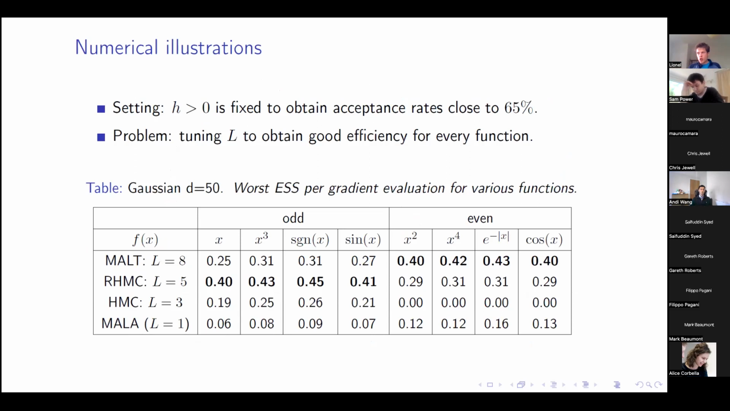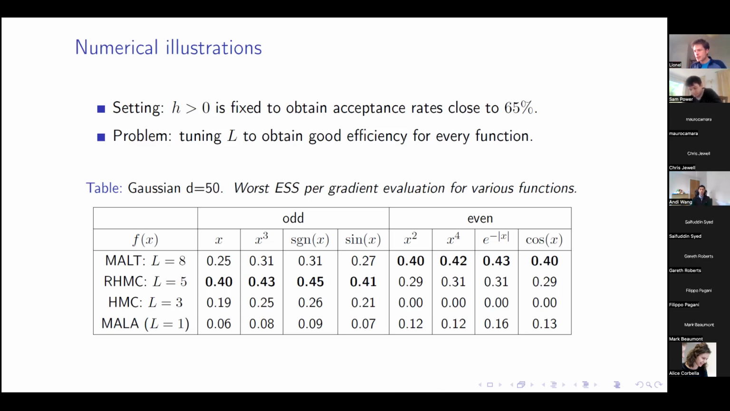And we ask ourselves the question: in practice, if I want to choose the number of steps L to obtain relatively good efficiency for every function, how can I do that? One proxy is to look at the worst efficiency between estimating the mean and estimating the square. That's what we did in this simulation. We also computed the corresponding worst ESS for various odd and even functions. These ESS are all normalized per quadrant evaluations, so everything makes sense.